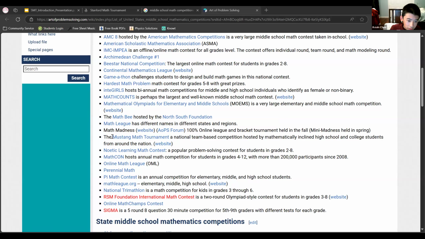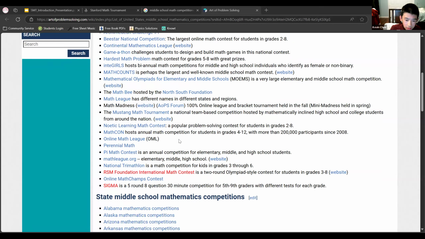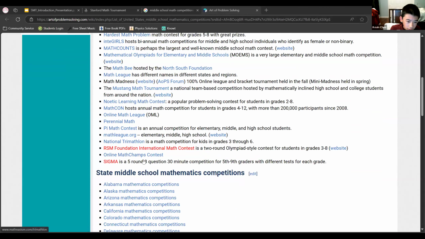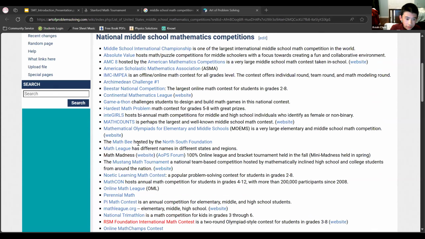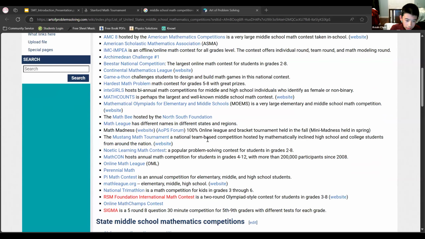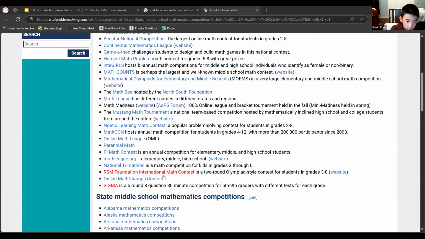I'm also a member of the team in there. There are multiple regions for it. And also mathleague.org, but your school should probably have a math league, at least in middle school.